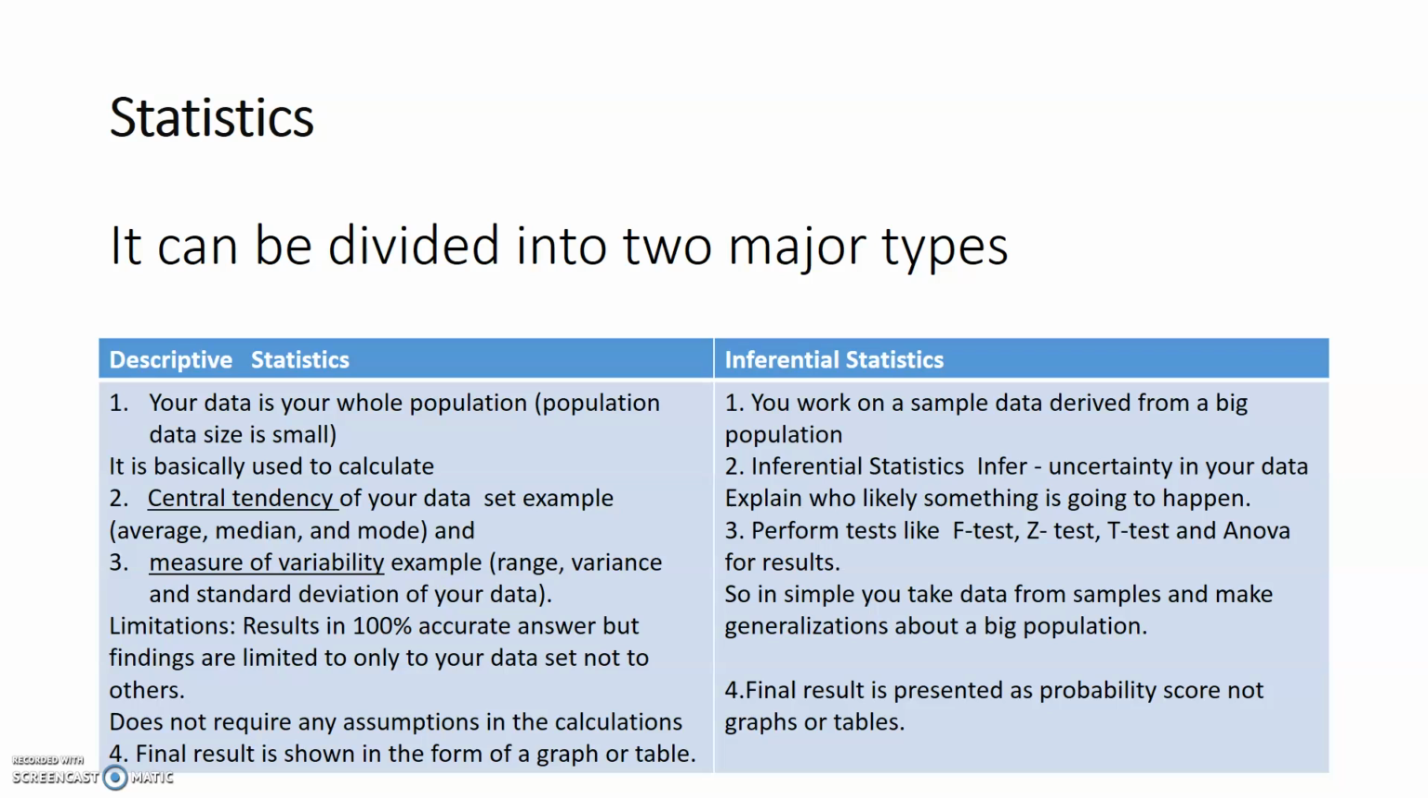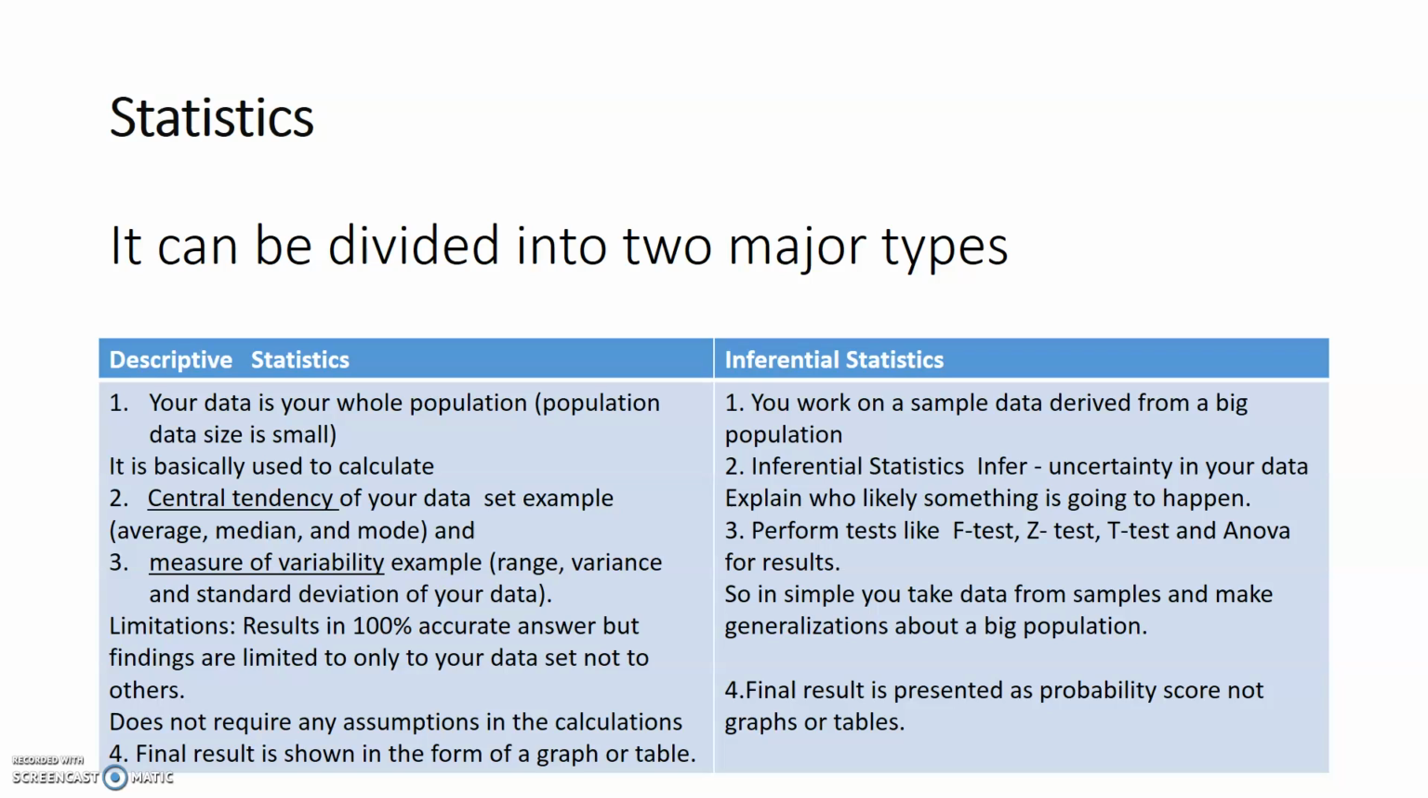If we see the descriptive statistics side, we basically calculate two major things: central tendency of your data set sample, like average, median, mode, what you have learned in your schools, and we can also do the measure of variability of data, for example range, variance and standard deviation. Range tells you the minimum value you have and the maximum value of the data you have.